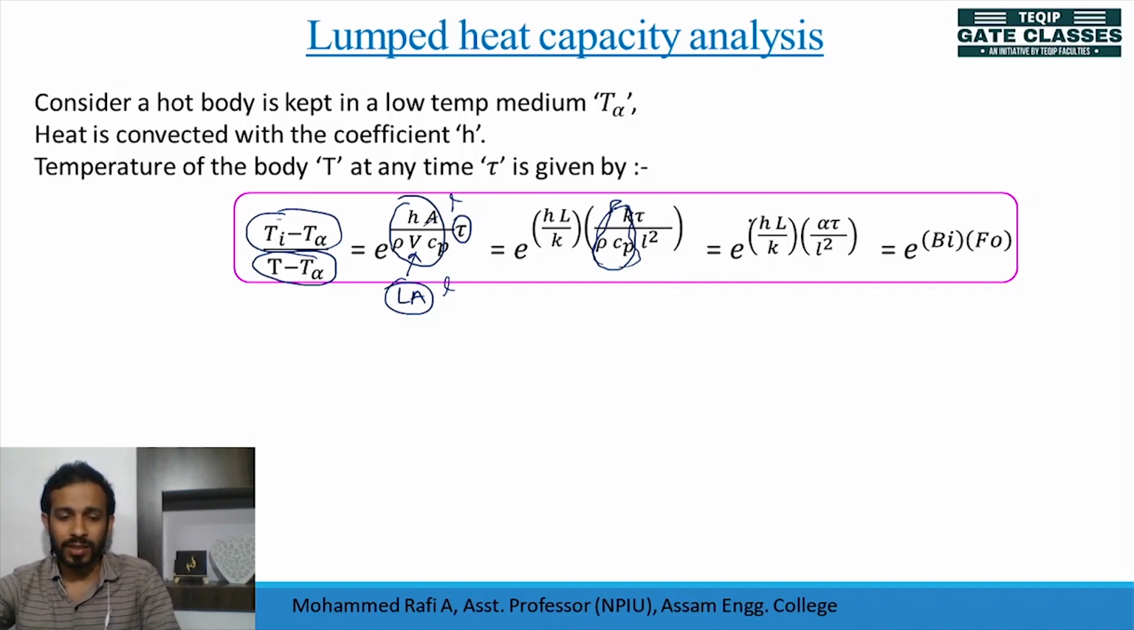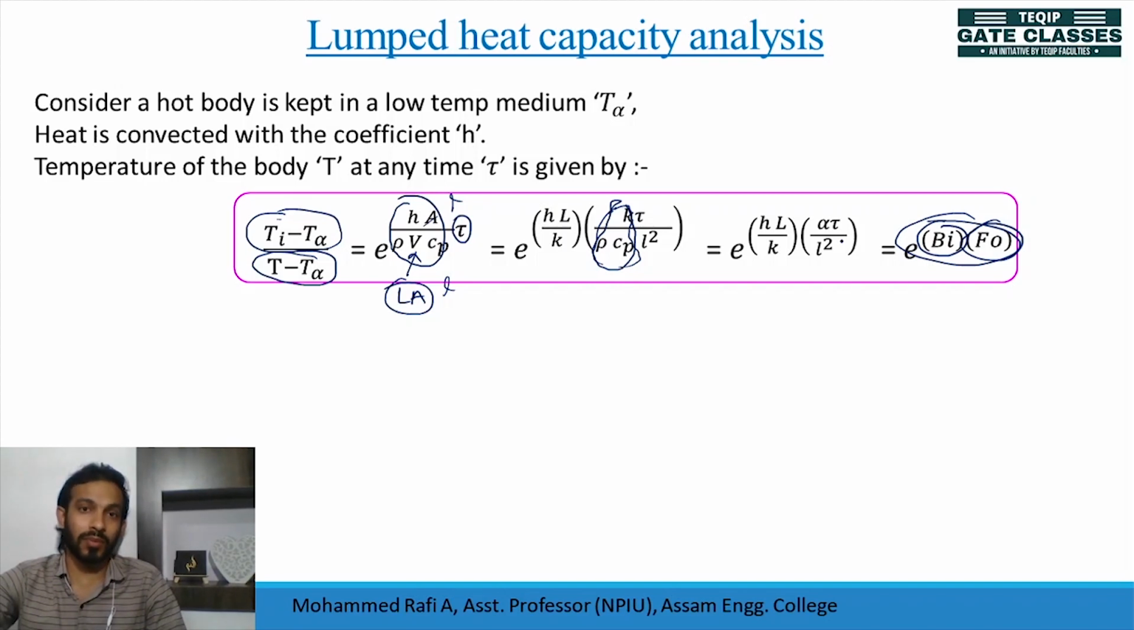Anyway, here I will get an expression with the Biot number and Fourier number. So for this expression, the temperature profile, I can directly write it as an exponential of Bi into the Fourier number. So what is the relevance of this expression? Basically this expression can give a lot of idea, since different objects will have different Biot numbers or different Fourier numbers.